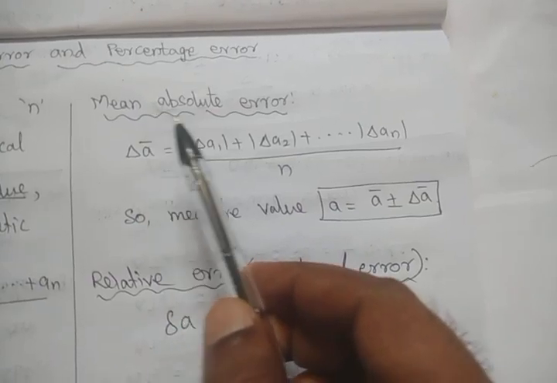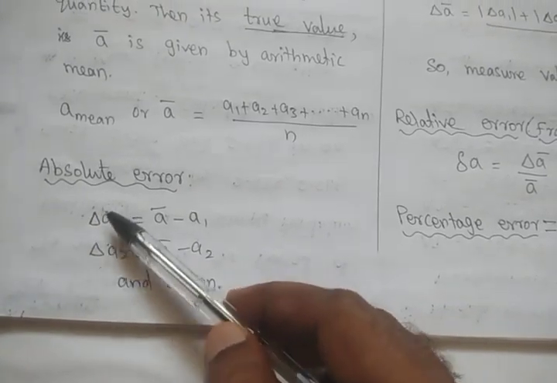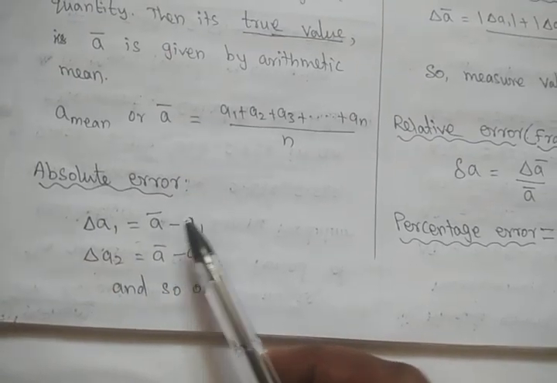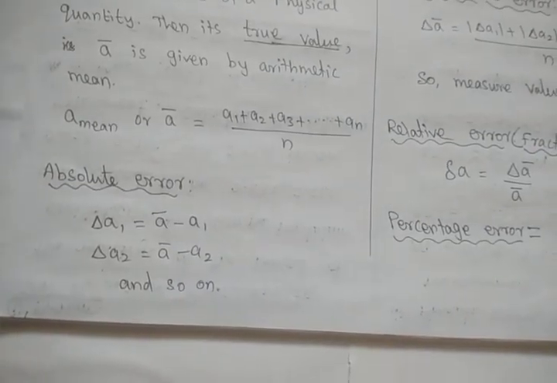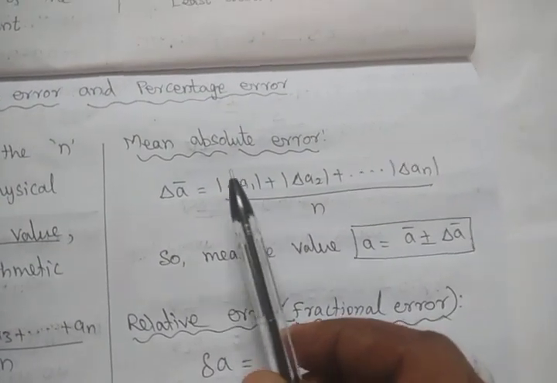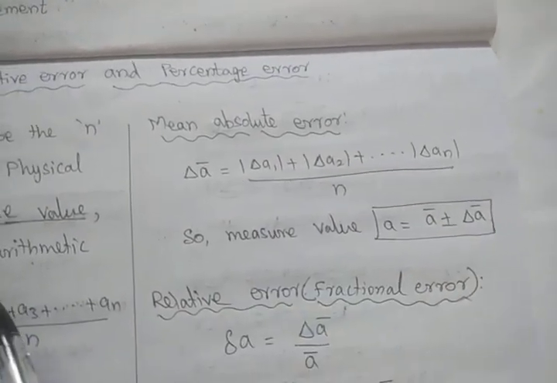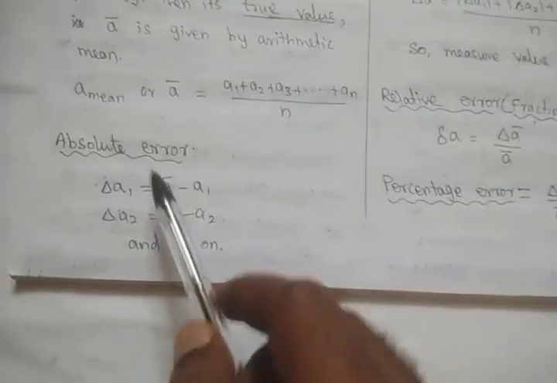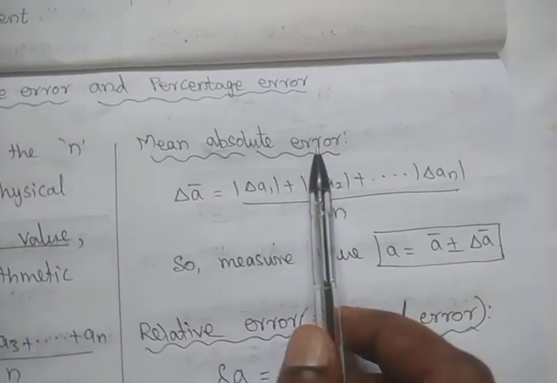The next one is the mean absolute error. Mean absolute error means we are taking the absolute errors delta A1, A2, A3. What is delta A1? Delta A1 is the difference between the true value minus the first reading. Delta A2 is the true value minus the second reading, and so on for n readings. Then we take the average value, the mean value of all the absolute errors, and it is called the mean absolute error. So listen, this mean is the observed reading mean value. This is the absolute error. That means we calculate the absolute errors, and the average value of those is called the mean absolute error.